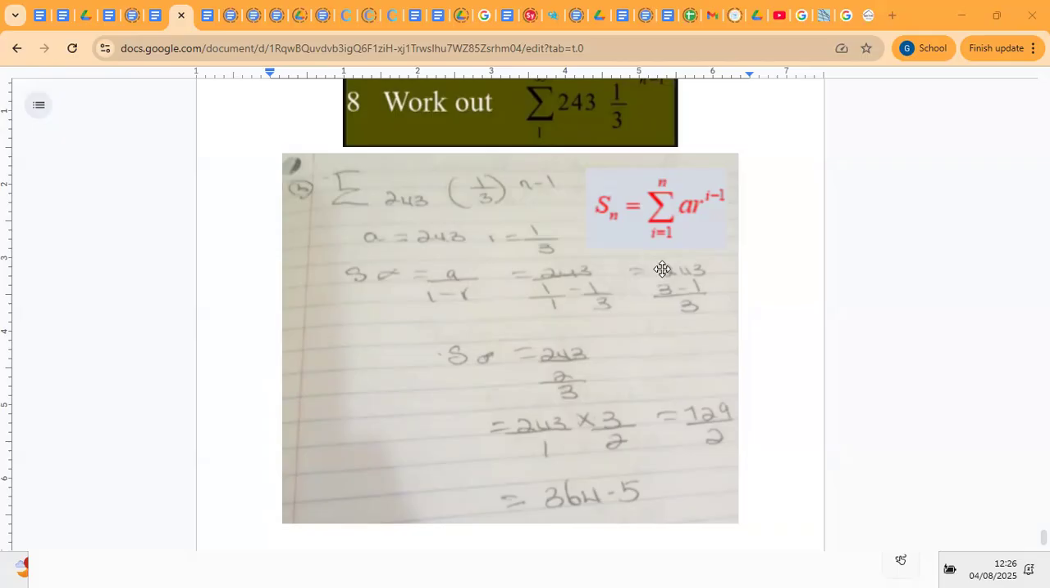Okay. So you have 243, and 1 minus a third will give us 2/3. Here it is. And we're going to apply keep, change, and flip. So we keep 243 over 1. We change division to a multiply, and we flip this fraction to 3 over 2. And then here we have it, 243 times 3 divided by 2 to give us a final answer of 364.5. Working out the sum to infinity of a geometric series.